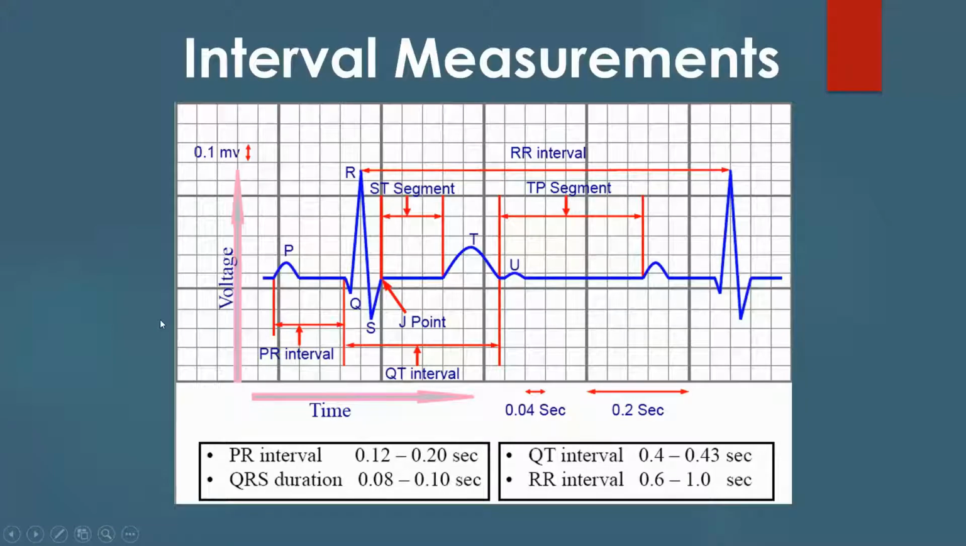So, interval measurements. Now we're going to take that first slide and jump into a little more in-depth. We talked about the P wave and the PR interval. The P wave is the atria firing, with the interval being the resting state while the AV node holds on to that electrical charge.